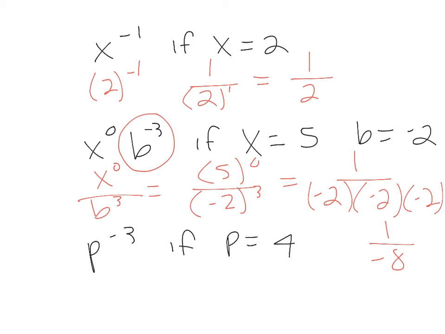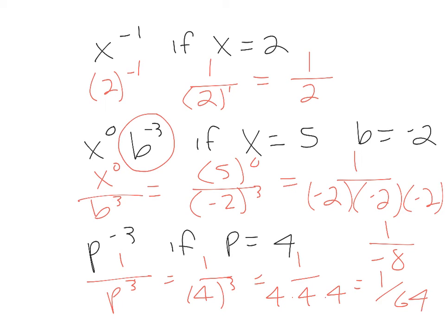P to the negative third power, I'm going to make this positive and then substitute. Oops, no, 3 to the third power, which is 1 over 4 to the third power, which is 1 over 4 times 4 times 4, which is 1 over 64. We'll work on more of these tomorrow.